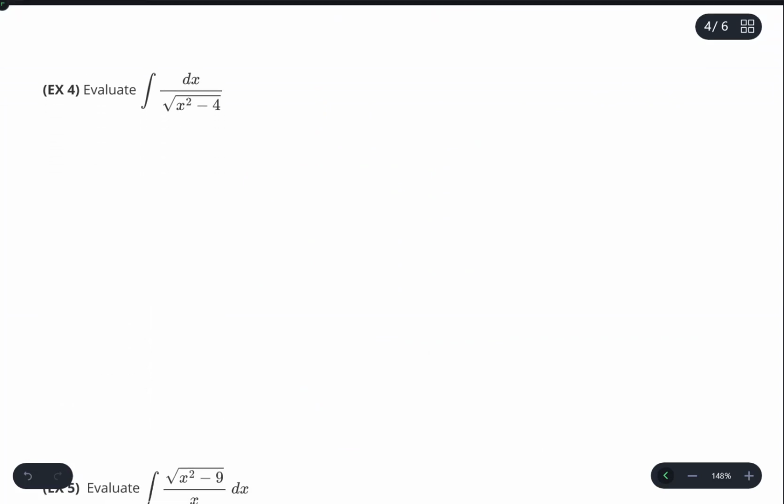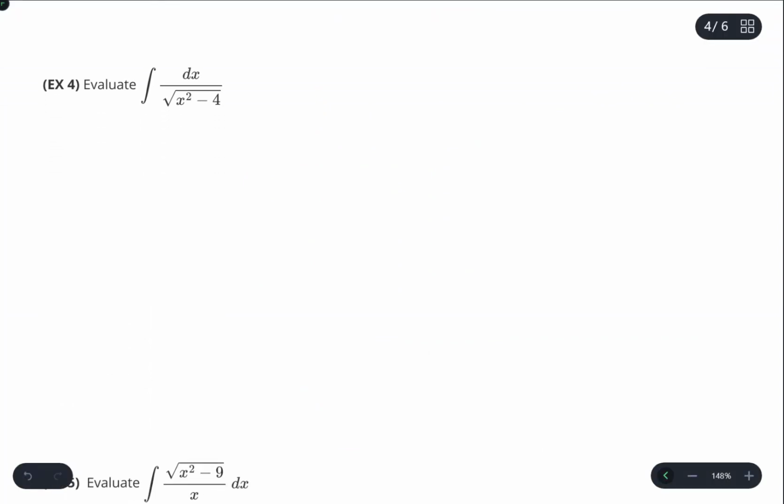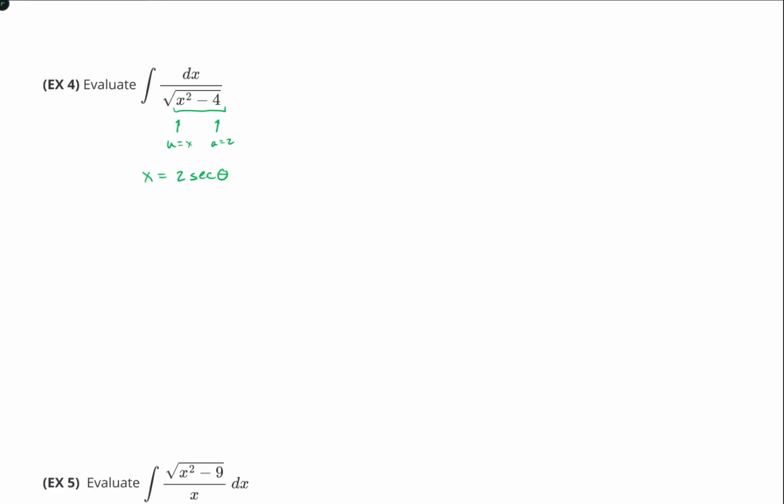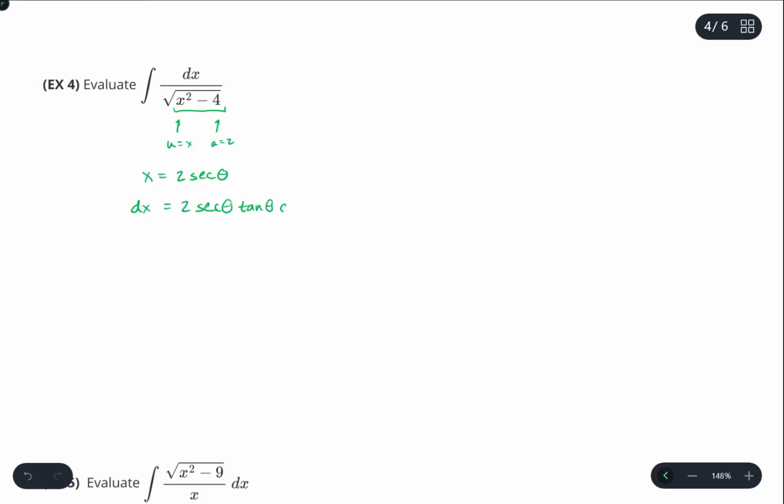All right, this next example is a different type of substitution. So if you'll notice, the order of these variables is the function minus the constant. So what that means is u is equal to x and a is equal to 2. We will be using the substitution u equals a secant theta in this case. And then of course you do need to make sure you know the derivative of secant. That's going to be 2 secant theta tangent theta in this case.